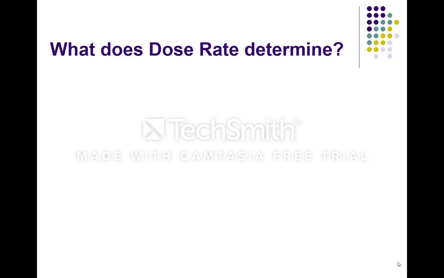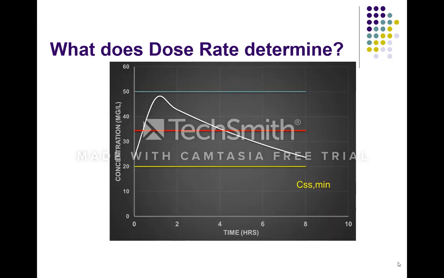About dose rate. What does dose rate determine? I think I already gave this away. Dose rate determines your CSS average here. I don't know why, I just pretend that CSS min isn't there. For some reason, when I copied this graph, it only copied that. And anyway, dose rate, it's the only thing we control, determines your CSS average.